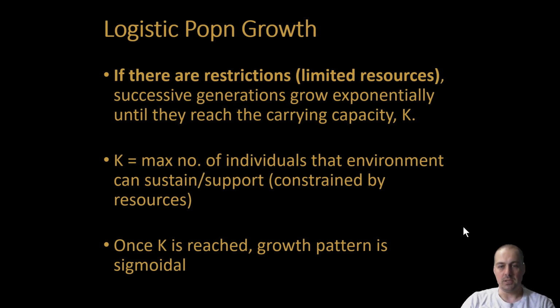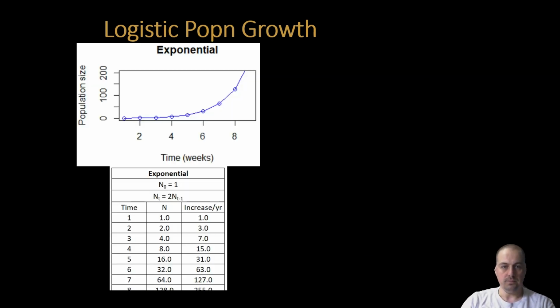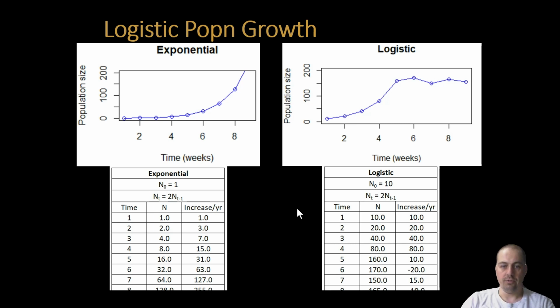So what that means is it fluctuates or oscillates above and below the carrying capacity with no net increase. So showing this graph and this data for exponential growth, for logistic growth. The initial populations here are a little bit different, but the idea is still the same. For exponential, you double your population size every time.